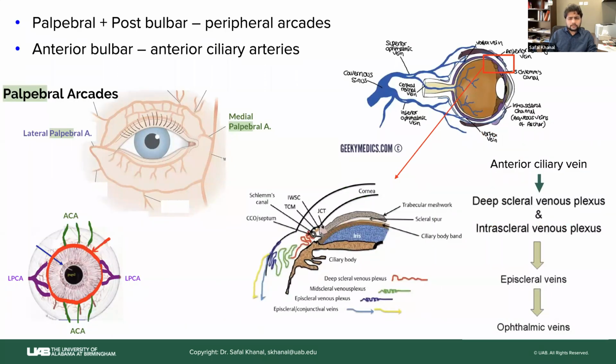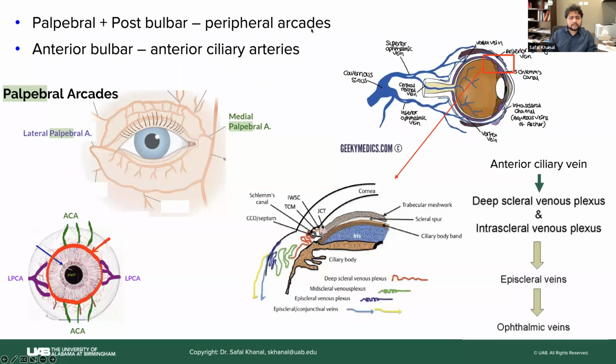Where's the blood supply to the conjunctiva? Well, it is from both the peripheral arcades and anterior ciliary arteries. The palpebral portion and the posterior bulbar portion is mostly from the peripheral arcades.